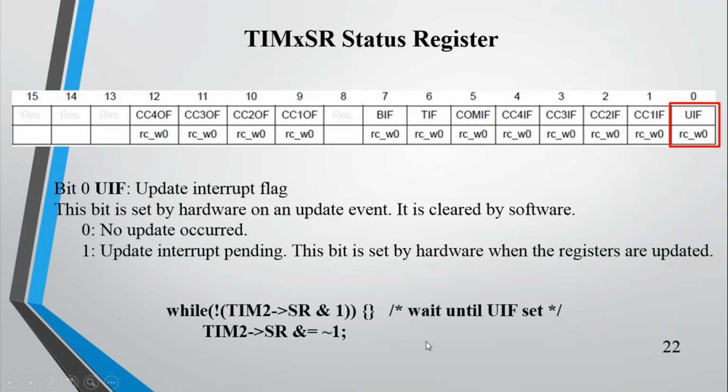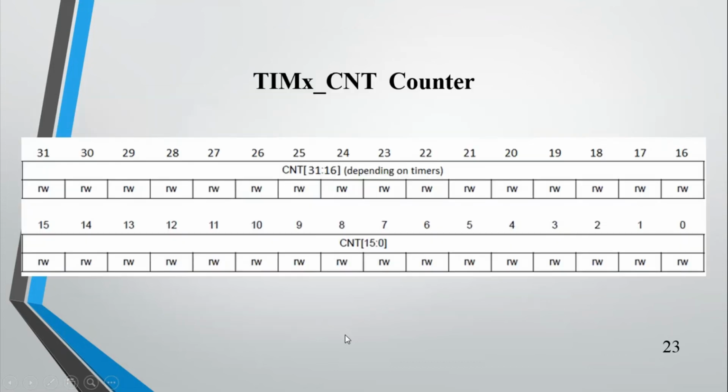If it is a 4-bit number, 1 is nothing but 0001. Complement of 1 means 1110. If you are ANDing that value with the SR value, it is nothing but 1110. The 0th bit will be ANDed with the 0. That means the 0th bit will be cleared. So once the update interrupt flag is set, you need to clear it. Then you can write the LED blinking part.